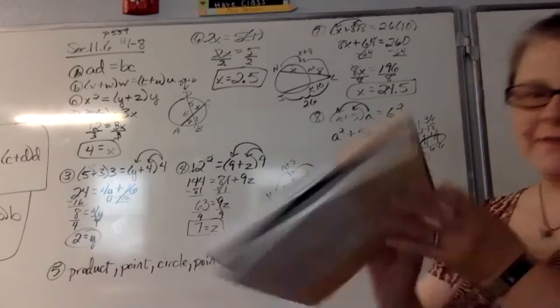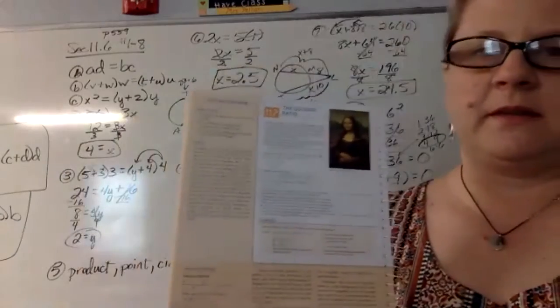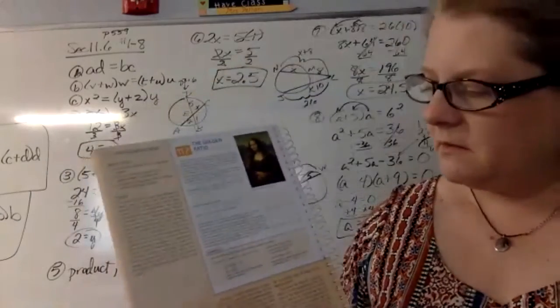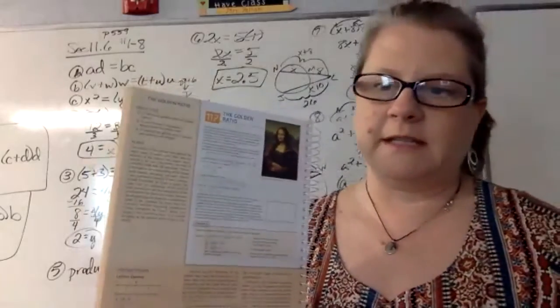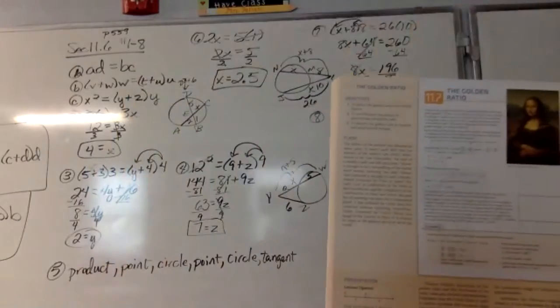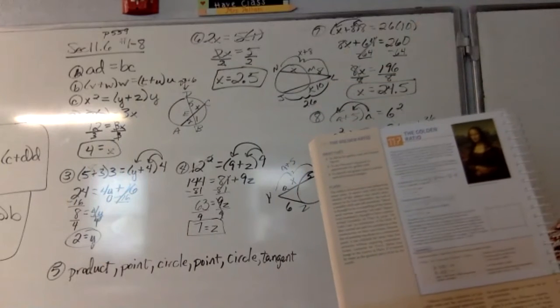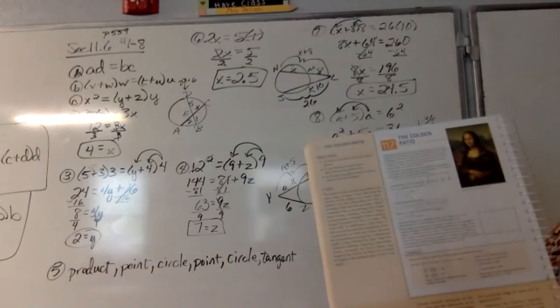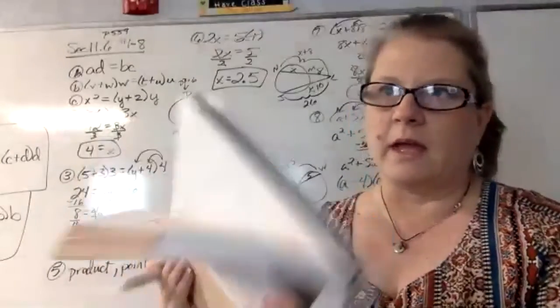Turn to section 11:7. So you got Mona Lisa on there. Page 564, section 11:7, where you see Mona Lisa. I just want to talk about what the concept of golden ratio is. We're not going to do a lot of work with this or anything. I just want you to understand what it is.